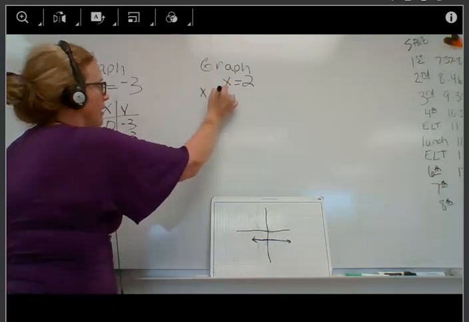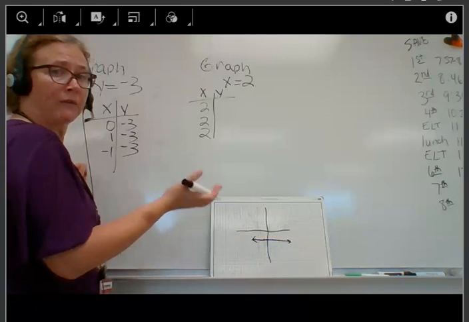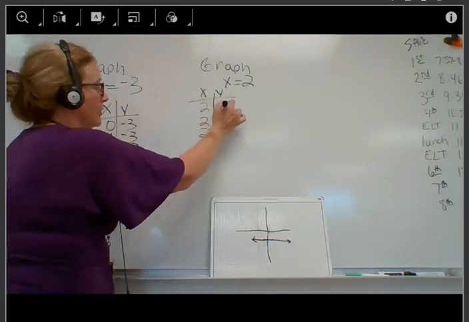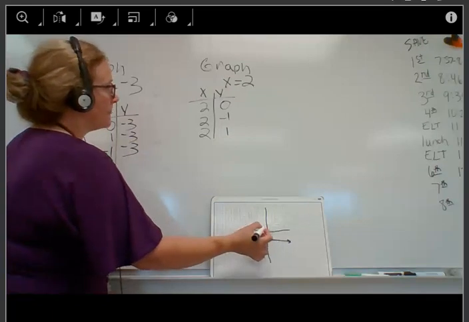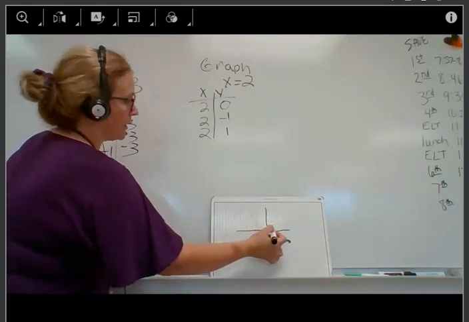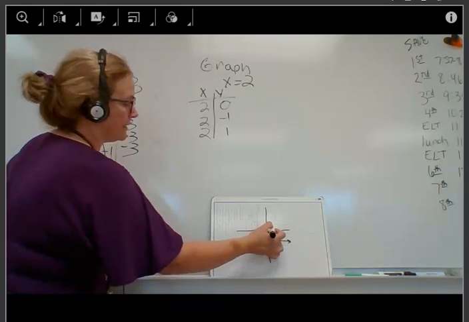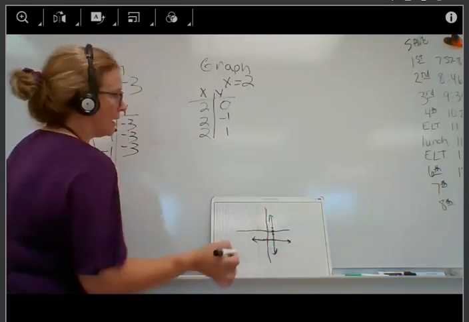So x and y. X is always going to be 2, so I'm going to do 3 points. And I can have y be anything because x is always going to be 2, so I can put 0, -1, and 1 as well. So on this particular one, if I go (2, 0), (2, -1), and (2, 1), you're going to notice that my line is going to be vertical, or up and down.